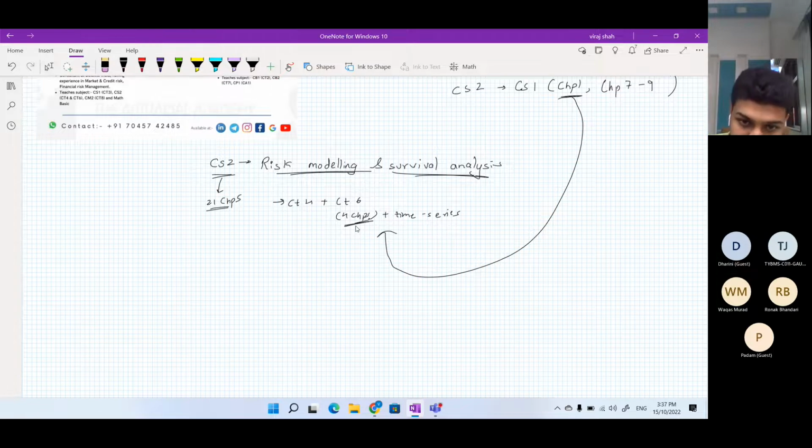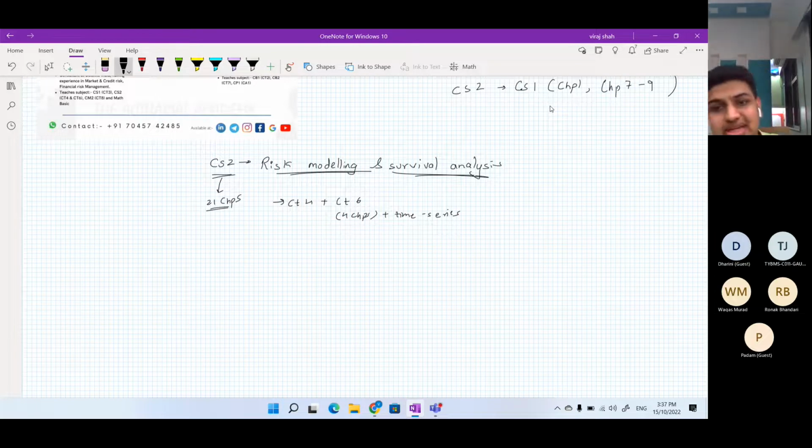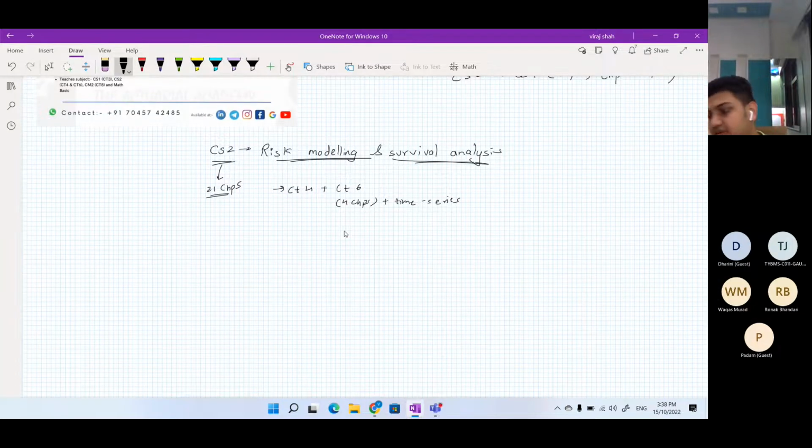So this will not only help you grasp your CS1 chapter 1, but it will also help you go back to your CS1 and understand why this was done in that manner, so you have ample amount of time. Okay, so we'll be completing these first and then moving on to CT4. I'm so sorry. Let me give a brief idea about the chapters.